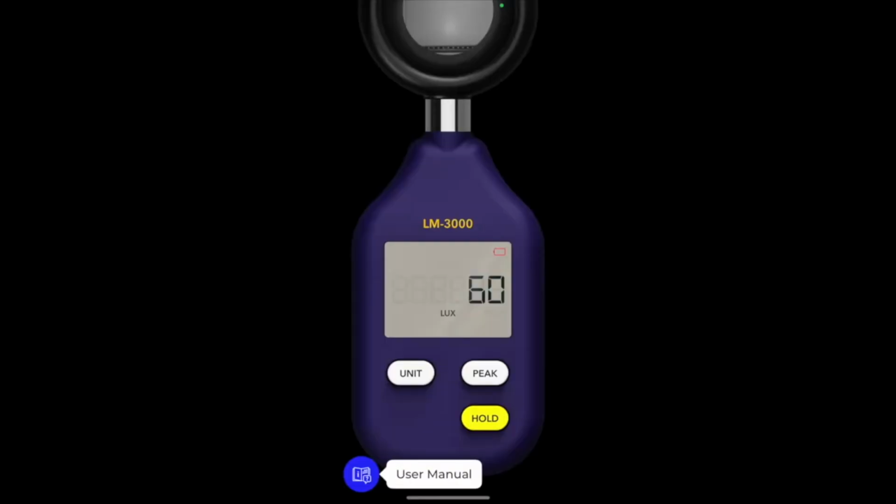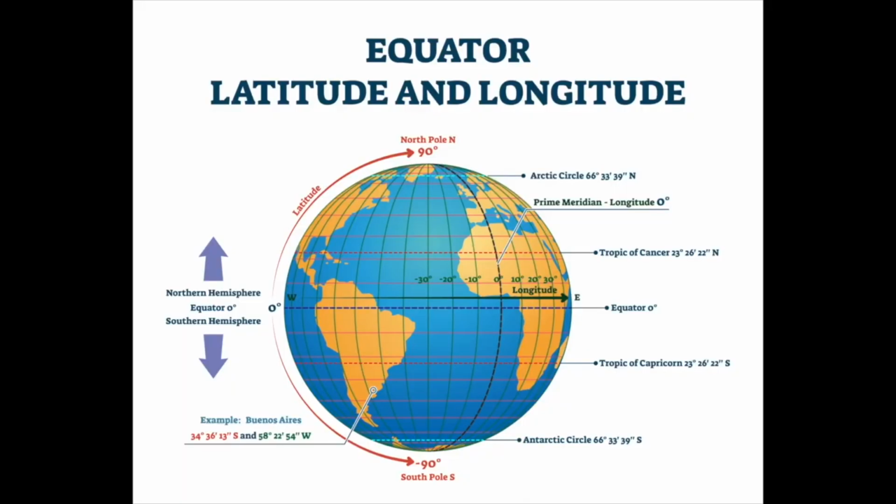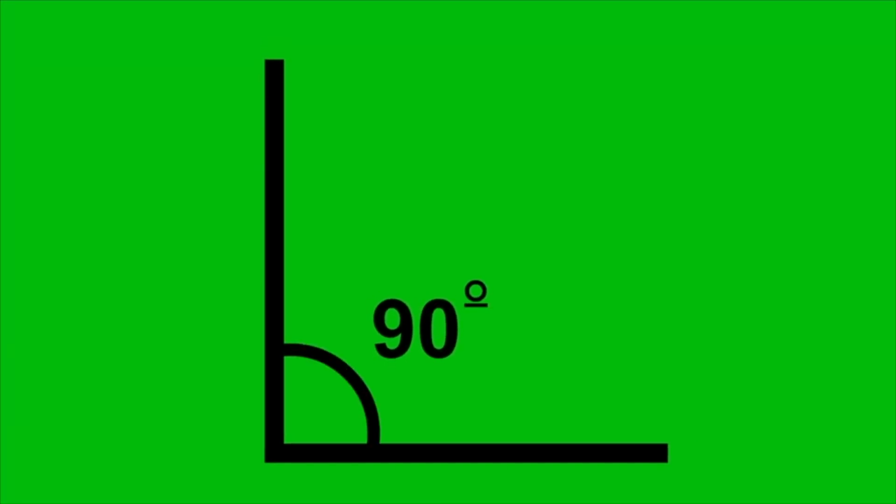Now let's recreate what's happening to cause seasons here at home. I'm going to model what really causes seasons using a light meter app on my phone and a globe of the Earth in my backyard. And I'll take measurements of how much light energy is hitting the Earth all the way from the equator up to the North Pole. At the equator, the light is hitting my phone directly, at a 90-degree angle.